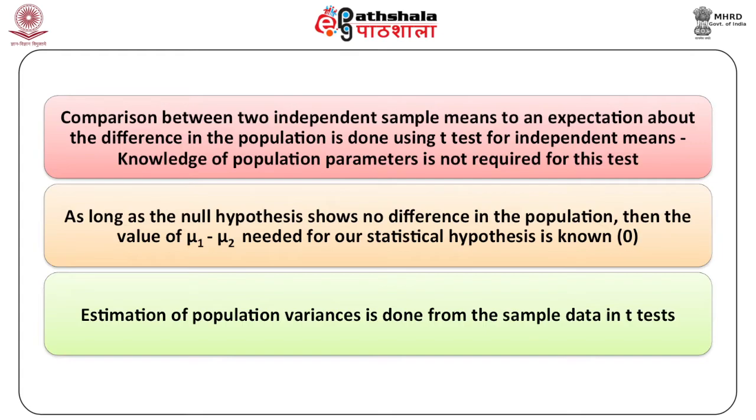As long as the null hypothesis shows no difference in the population, then the value of mu1 minus mu2 needed for our statistical hypothesis is known, that is 0. Estimation of population variances is done from the sample data in t-tests.